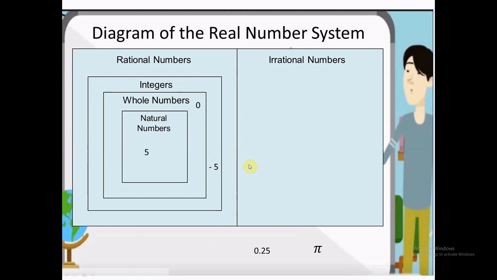0.25. Where can we put 0.25? Okay, you're right. It is not an integer. It is not whole. It is not natural, but it is a rational number. The pi. Okay, pi value. It falls into irrational numbers. Okay, is that clear? So once again, this is the real number system.